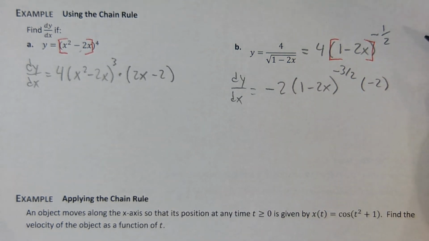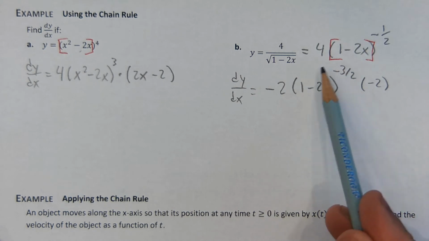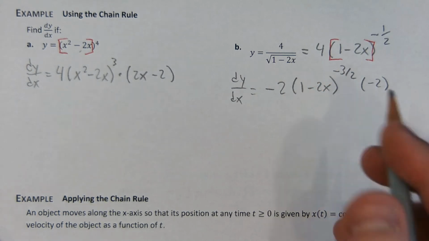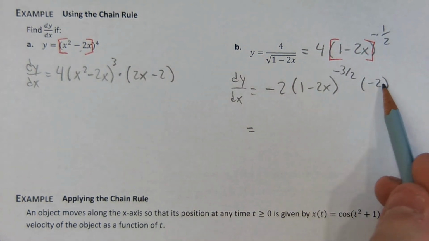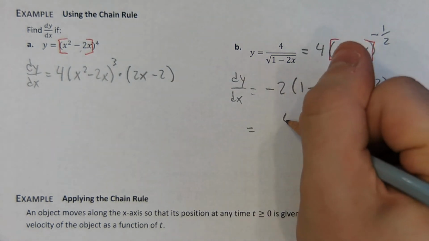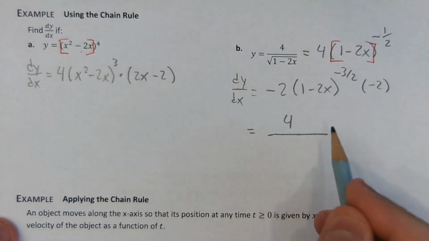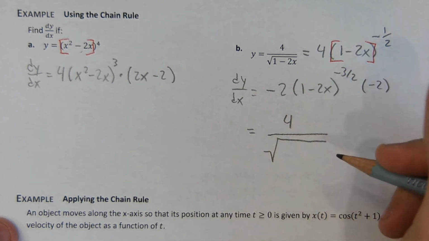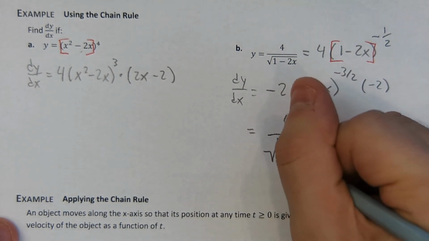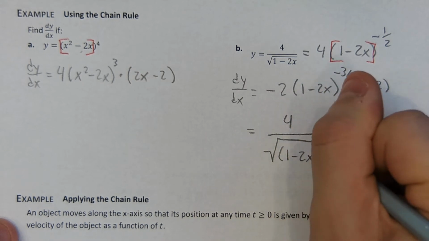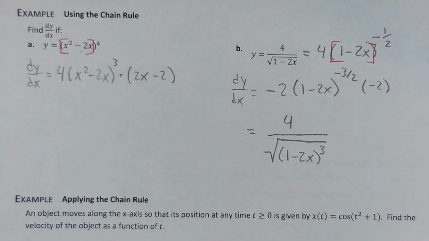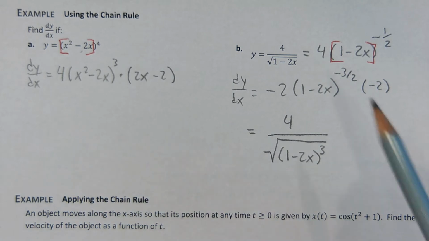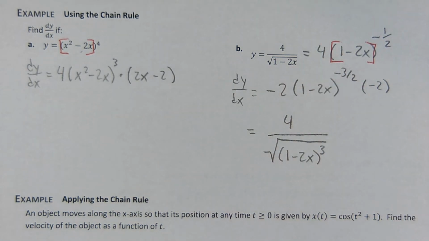Now I am going to clean this one up a little bit just because I don't want to leave a negative power in my answer. Negative 2 times negative 2 is positive 4, and the thing with the negative exponent goes to the bottom as a radical with a cubic. You could either say inside or outside. I'll say it inside because it looks prettier. There. Finished. And that is the derivative of that ugly mess.